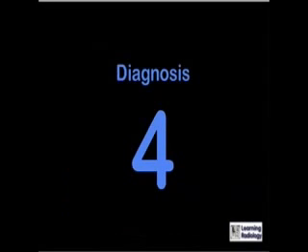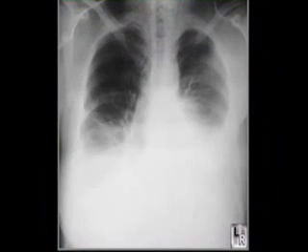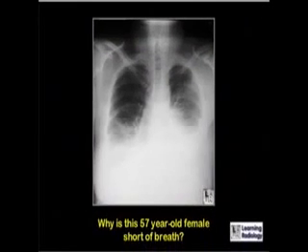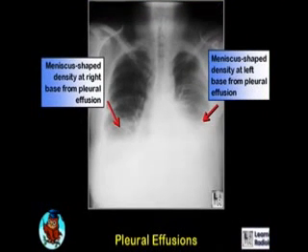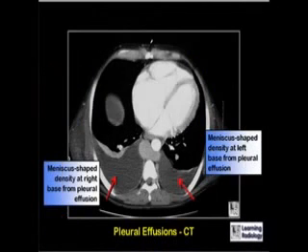Why is this 57-year-old female short of breath? There are large bilateral pleural effusions. We have a meniscus-shaped density at the right base and one at the left base from these effusions. In this case, it was secondary to congestive heart failure. Here's a CT scan of the chest which shows bilateral effusions. Again, they're meniscus in shape. They tend to have a lower density because they contain fluid, and there is compression atelectasis above the pleural effusion on the right side.